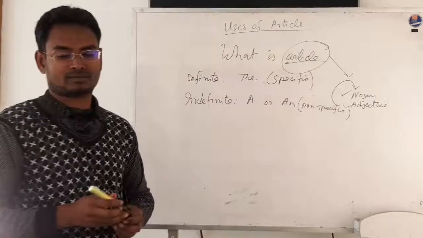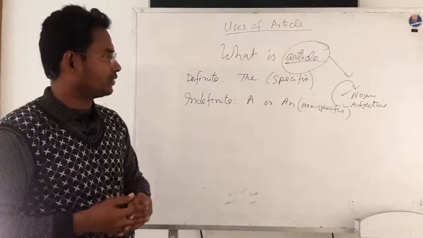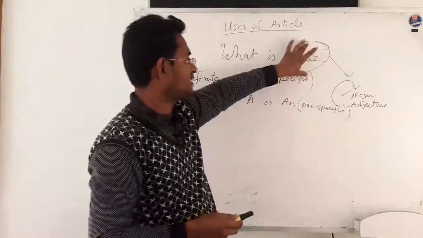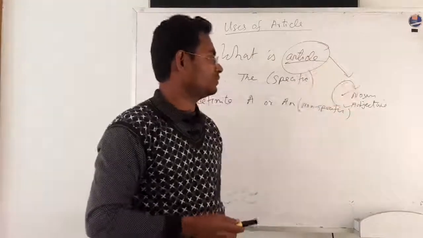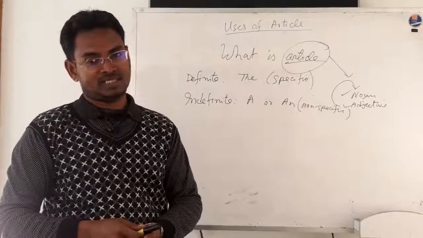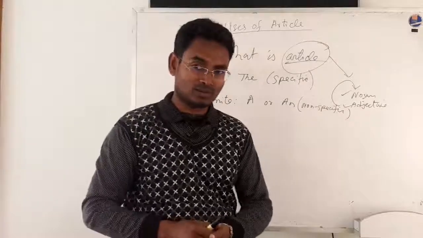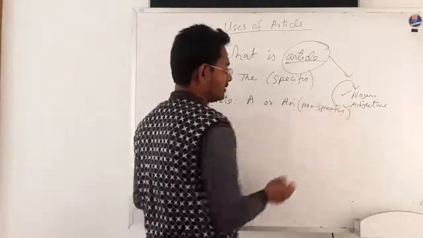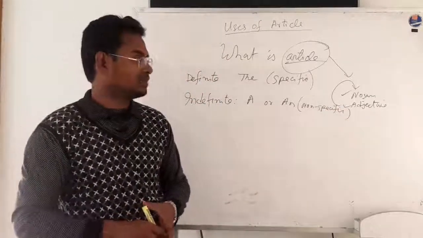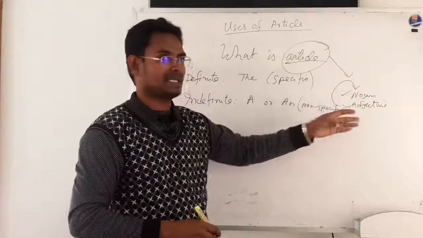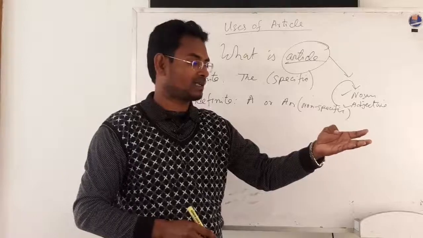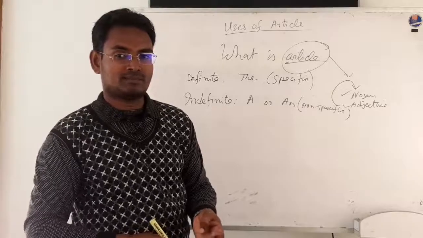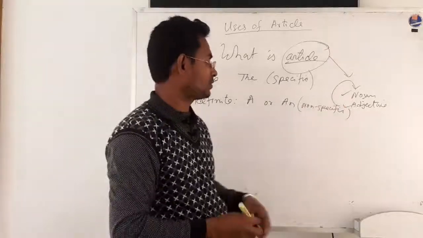So, article, what type of part of speech is article? Article is one kind of adjective, okay? And adjective, what is the function of adjective? It gives extra information of noun or pronoun. That means adjective tells us about number, quality, quantity, good quality, bad quality, condition of noun or pronoun.